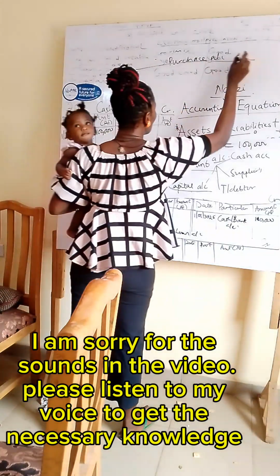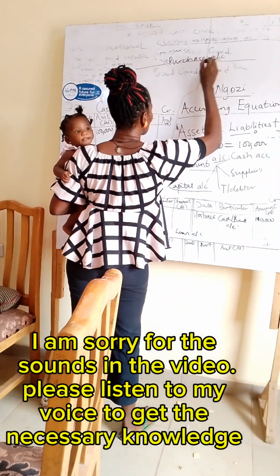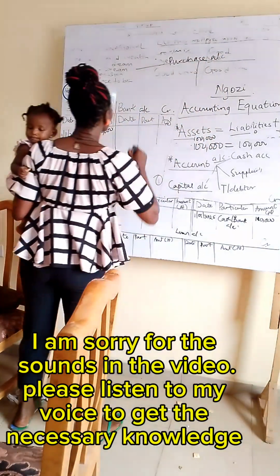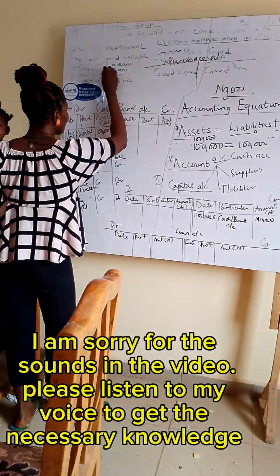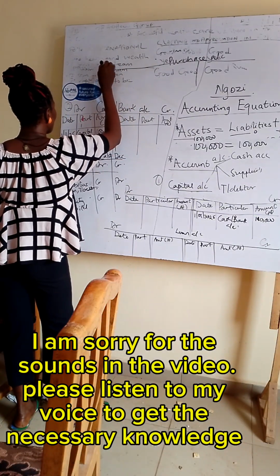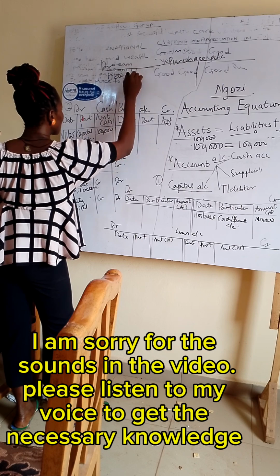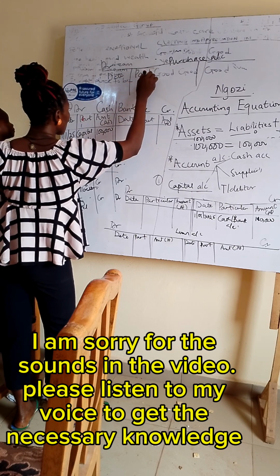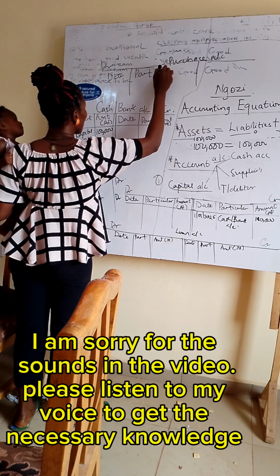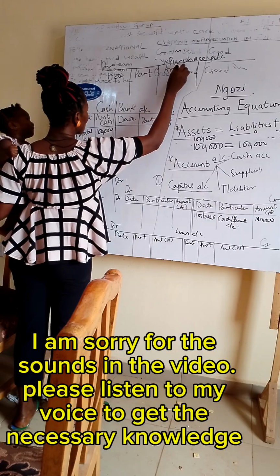Purchase account. Purchase is okay. This is our debit side. DR, the same thing we have before. Okay. Particulars, DR, and our amount.